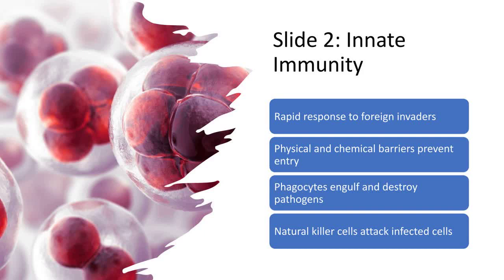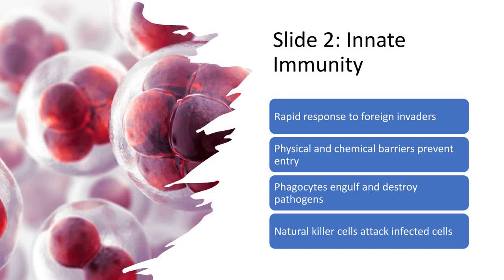The physical barriers include our skin, mucous membranes, and cilia in our respiratory tract. These barriers prevent pathogens from entering our body. Chemical barriers such as stomach acid, tears, and saliva also play an important role in preventing infection. In addition to these barriers, innate immunity also includes specialized cells such as phagocytes and natural killer cells.